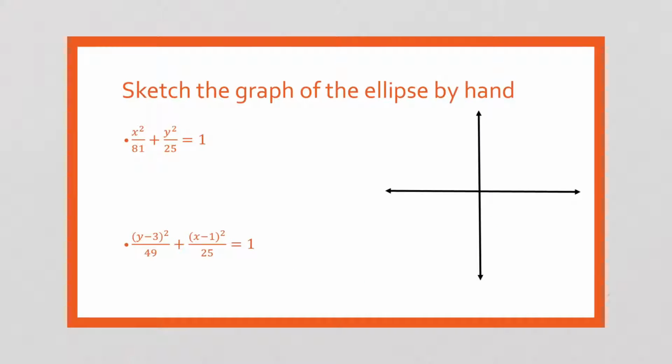Okay. Now, we need to sketch the graph of the ellipse by hand. And so when we're sketching the graph, the a and the b actually come into play here quite a bit. And we need our vertices and our center. So, we'll notice that our center is 0, 0. So here's my center.